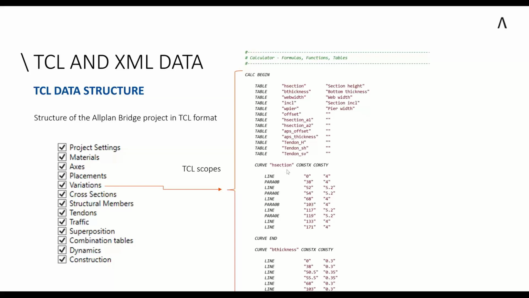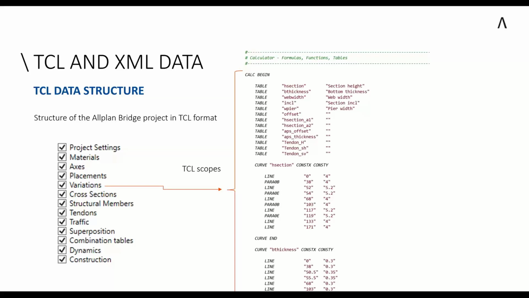For example, the section height. So I have a line, I see the stations, I see the corresponding value. So I can easily copy this block and paste it below and maybe get the bottom slab thickness from it by just modifying the values here. I store it, read it in again, and I have my updated model. So that's the first idea.